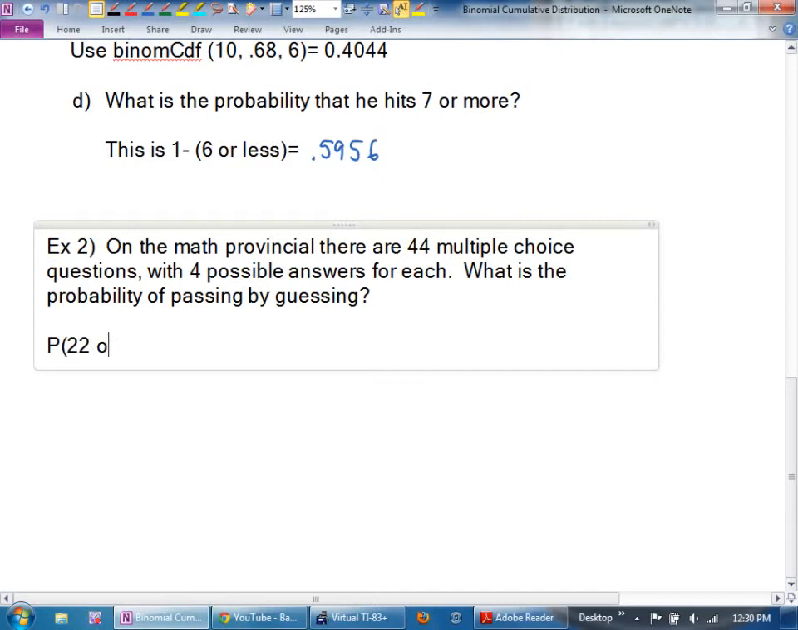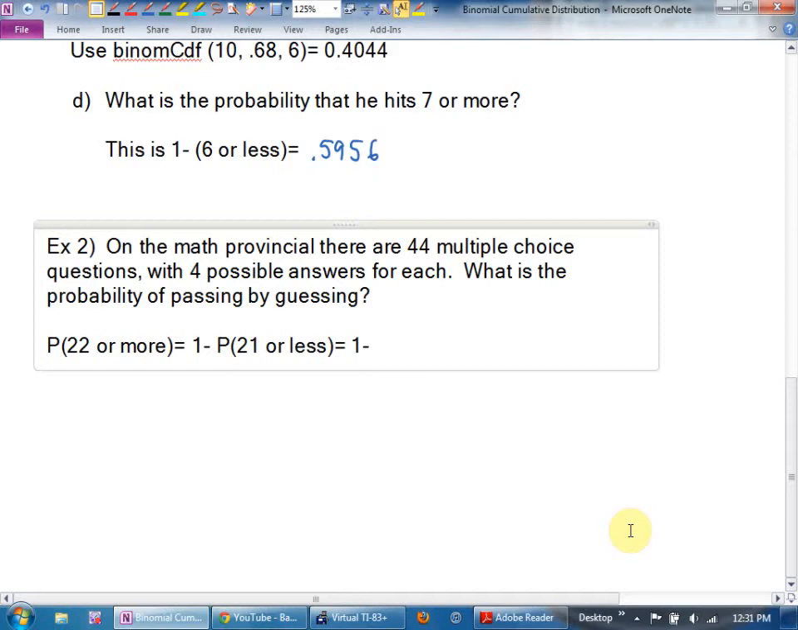I can't do that using the binomial for "or more." The binom CDF only does "or less." So it's going to be 1 minus the probability of what? 21 or less, which is going to be 1 minus. And the big problem is students get PDF and CDF mixed up. So I'm going to say it again. What does the letter C stand for? Cumulative, which implies all of them. P stands for probability, a particular example.